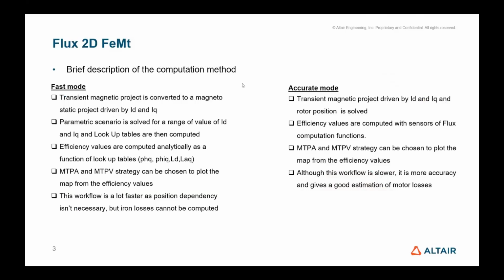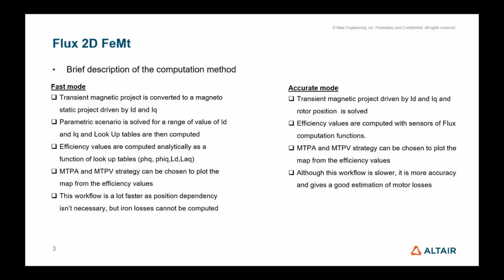For the next slide, just a small comparison between the two methods that we can use to compute the efficiency map in Flux, Flux 2D or Flux 3D. For the fast mode, we use a magnetostatic application to do the different simulations according to the variation of the current in D and Q axis. And this is a parametric solving scenario. This means that the variation of this current in D and Q axis will be automated in the solving scenario.